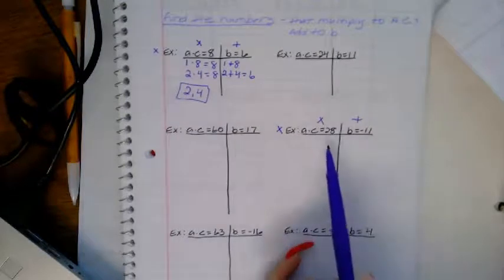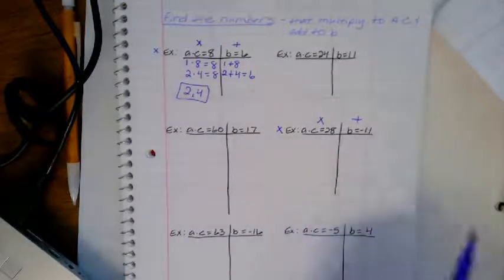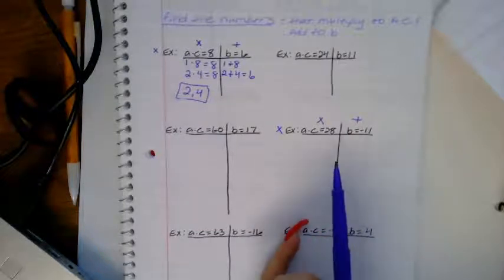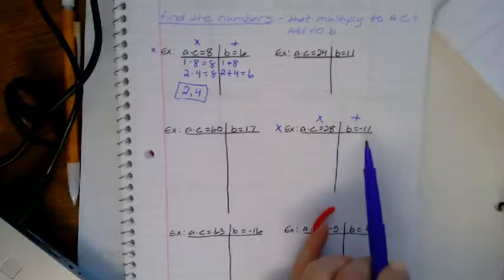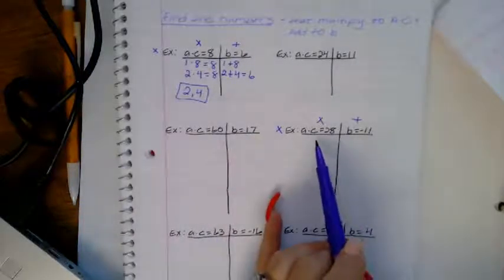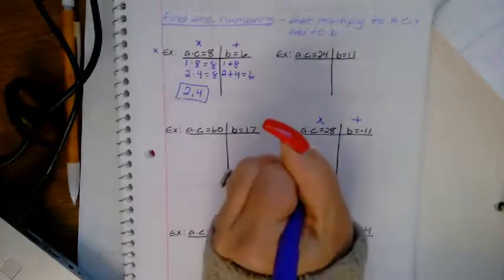Okay, we're going to do step 4, find the numbers. We're going to find the numbers that multiply to A times C and that add to B. Let's look at this one here. We have a positive number and a negative number, which means that when we're multiplying, one number is going to have to be negative and one positive. But if we want it to add to negative 11, actually I lied, both numbers are going to be negative, because a negative times a negative is a positive. So both numbers are going to be negative.